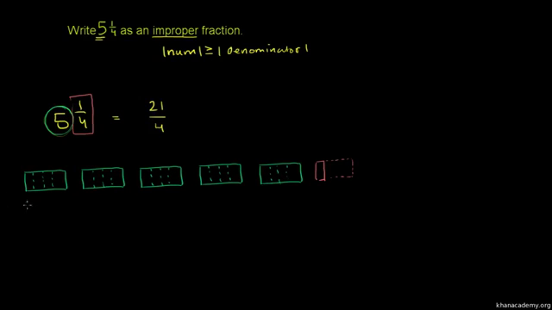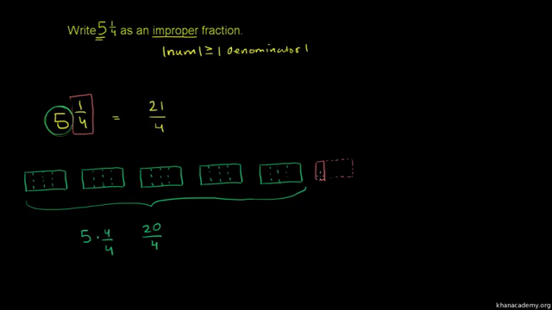So just what we have in green, we have 20 fourths. That's what we have in green right over here. That is the same thing as 5. Each of these are 4/4, so you could view this as 5 times 4/4, right? 4/4 is 1. 5 times 4/4 is 20 over 4. That's what we have right over here.